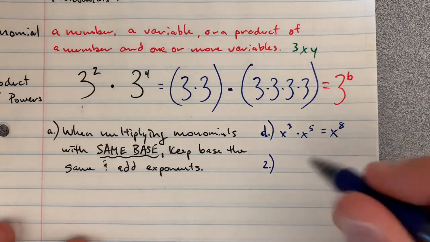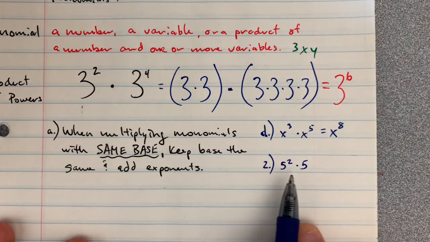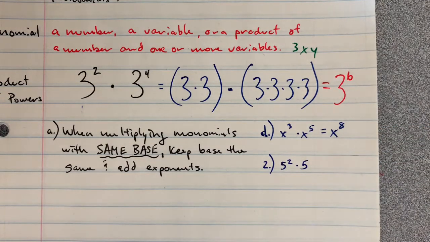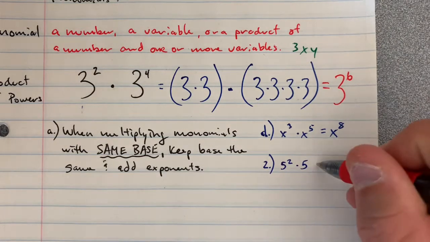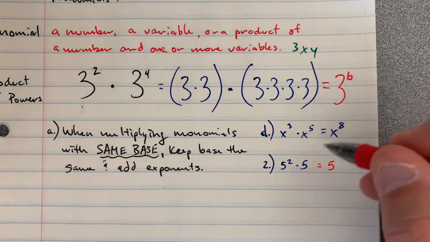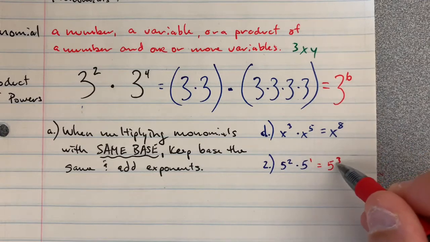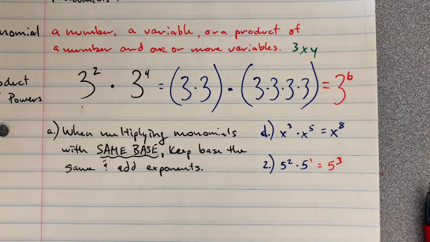2. If I give you 5 squared times 5, the base is the same, so we know we're going to keep that the same. I'm going to add my exponents together. Well, this is a 2. There's not one here, so that's really a 1. So this turns into 5 cubed. And then I could evaluate that.